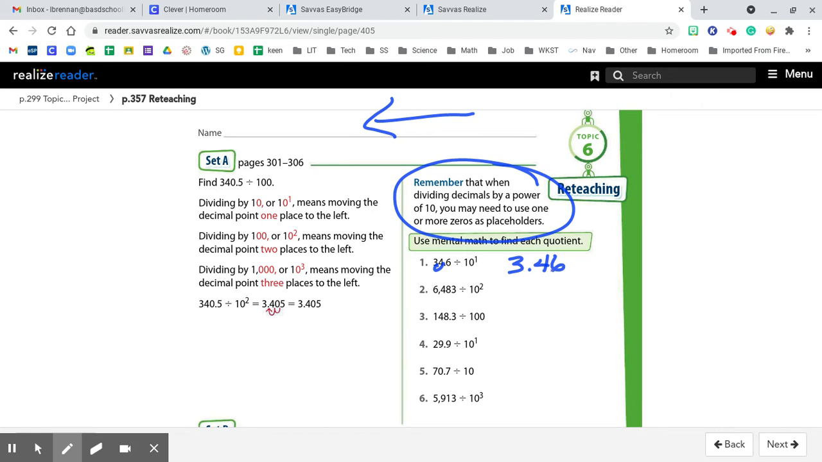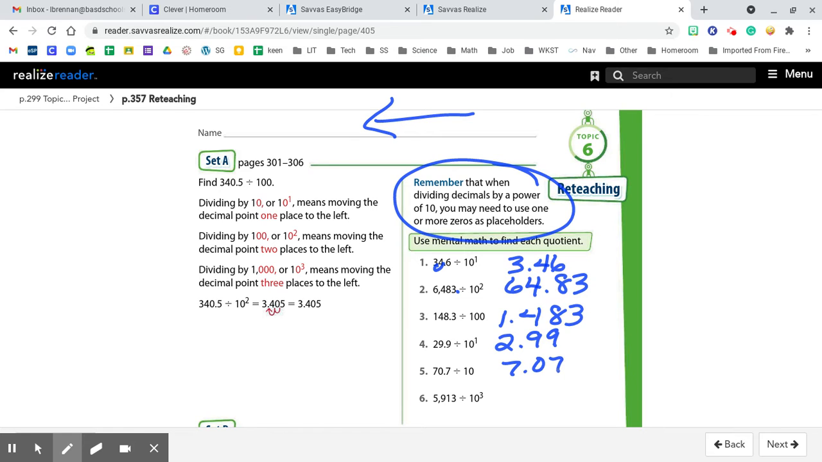10 to the second power, you're moving it two place values. And remember, the decimal is understood to be at the end of a whole number. So we would move it over two places and it would wind up being 64.83. 100 moves it two decimal places, 1.483. 10 to the first moves it one decimal place, 2.99. The whole number 10 moves it one decimal place, 0.07.